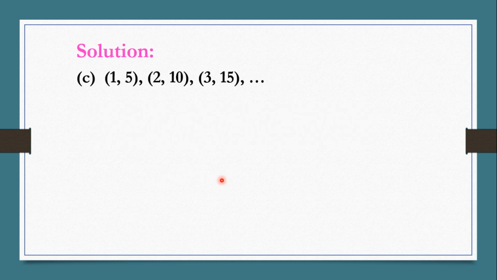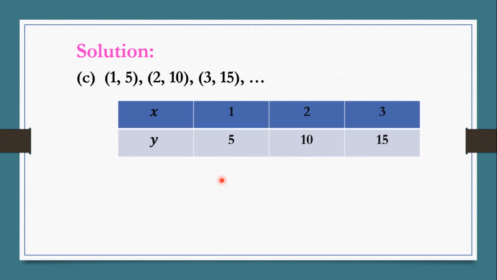Part C now: (1, 5), (2, 10), (3, 15). Once again, we put the values in the form of a table. So what are we doing to get the y value from the x value? Yes, we are multiplying by 5. 1 times 5 is 5. 2 times 5 is 10. 3 times 5 is 15. So y will be x times 5, or we can say that y equals 5x.